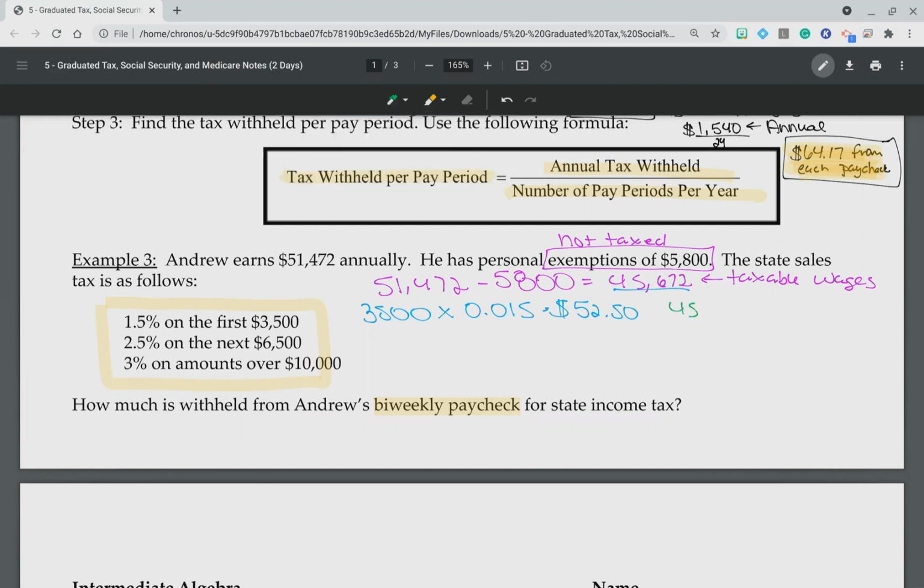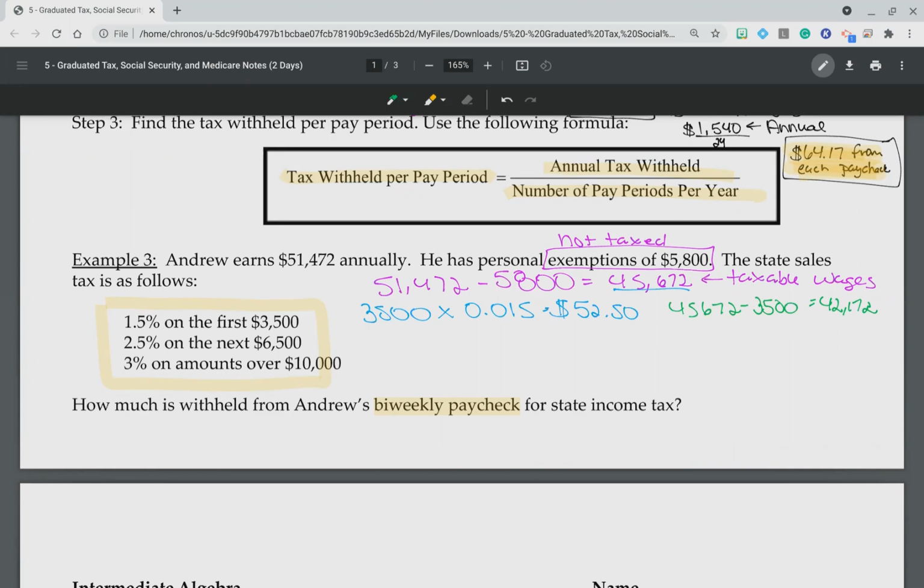And I'm going to do this just like before. Here were my taxable wages, and I was already taxed on $3,500 of that. So I'm going to take my $45,672 and subtract 3,500. Almost made a mistake there. And I get 42,172. Kind of some weird numbers on this one, but that's okay.